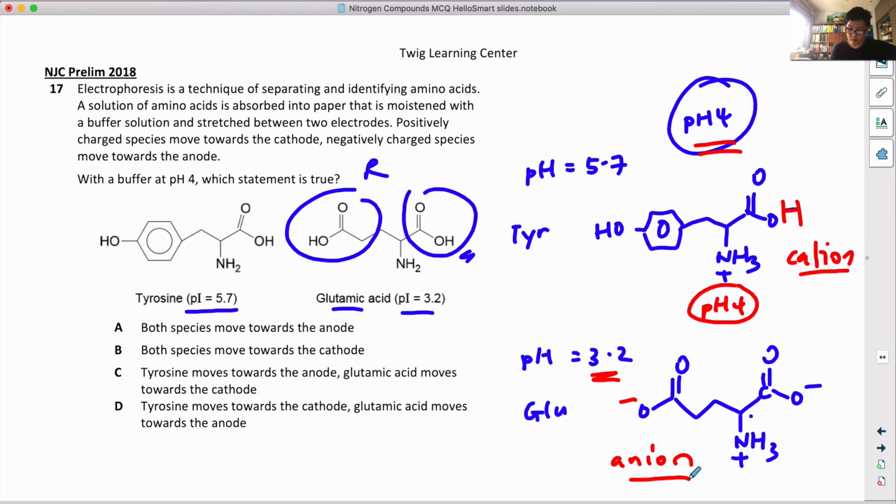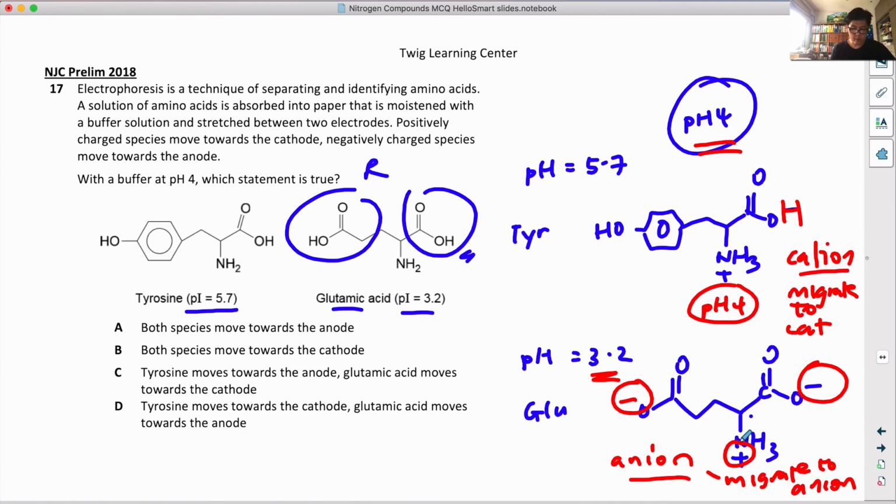So if it's a cation, it will migrate to the cathode. Alright? And if this is an anion, it will migrate to the anode. Okay, why do I say anion? Because there's 2 minus and 1 plus. So net is still a minus. So I think it's an anion, it will migrate to the anode. So if you look at it carefully, it should be D. Tyrosine moves towards the cathode and glutamic acid moves towards the anode.